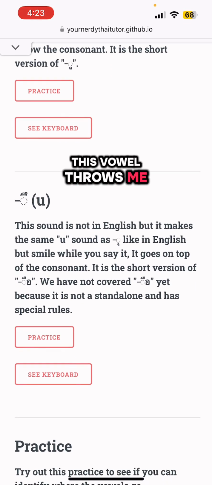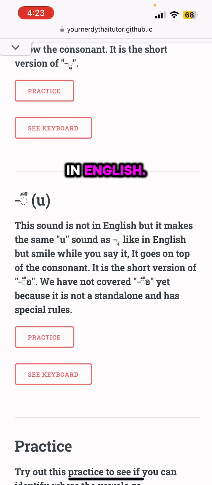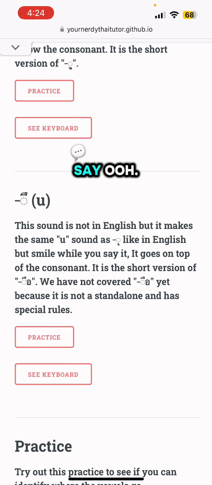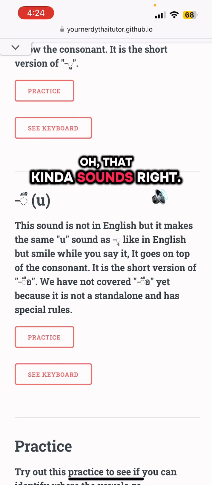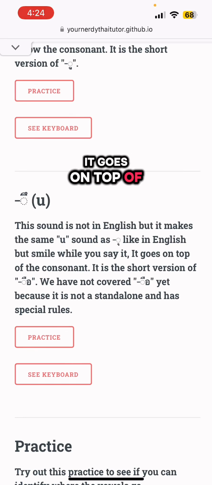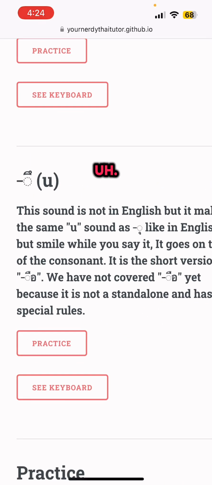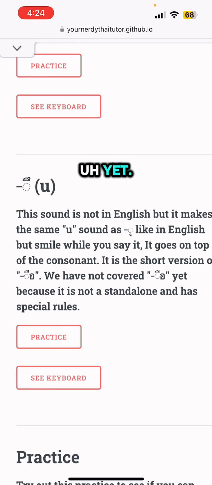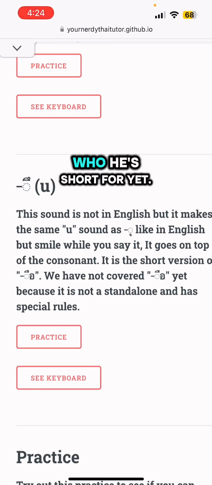This vowel throws me off. The sound is not in English. Oh, that's why it throws me off. But it makes the same U sound as in ooh, like in English, but smile while you say it. Oh, that kind of sounds right. It goes on top of the consonant. It is the short version of, we have not covered yet, because it's not a standalone and has special rules. Okay, so this guy's short, but we haven't learned who he's short for yet.